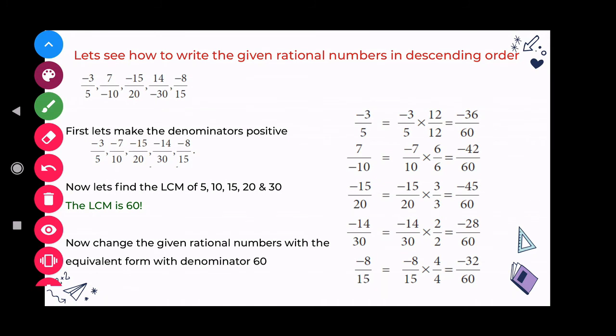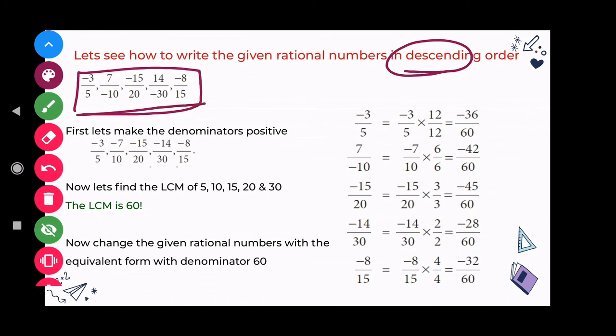Let us see how to write the given rational numbers in descending or ascending order. We have been given a set of numbers: minus 3 by 5, 7 by minus 10, minus 15 by 20, 14 by minus 30 and minus 8 by 15. We have to write these numbers in descending order. That is what the given question is.